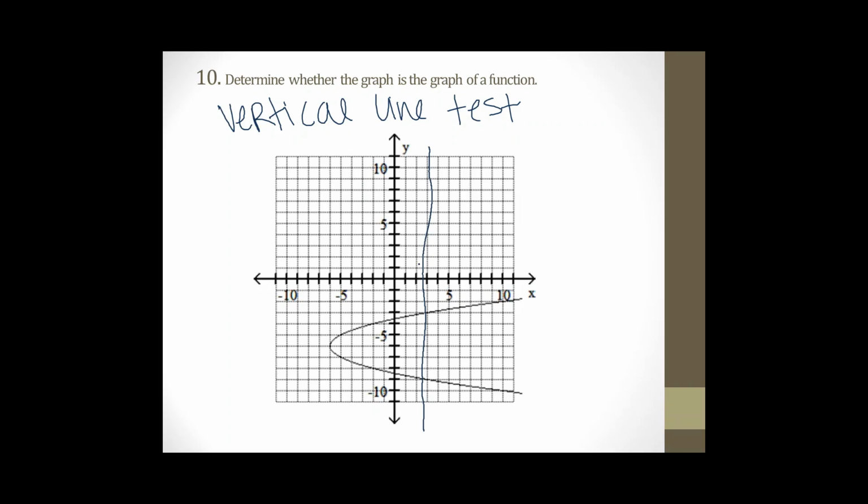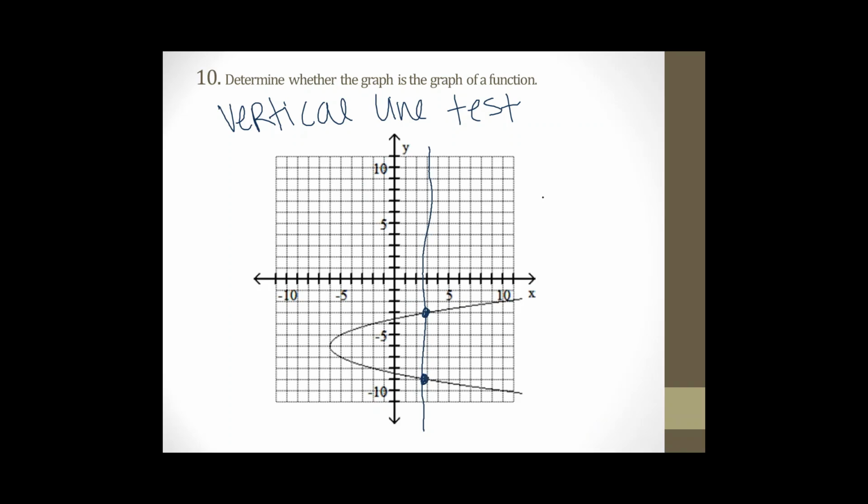As you can see here, this is my pretend vertical line, and as you can see clearly, it's crossing this graph in two places simultaneously. So when I draw a straight vertical line up and down, it's crossing the graph twice. So it fails.